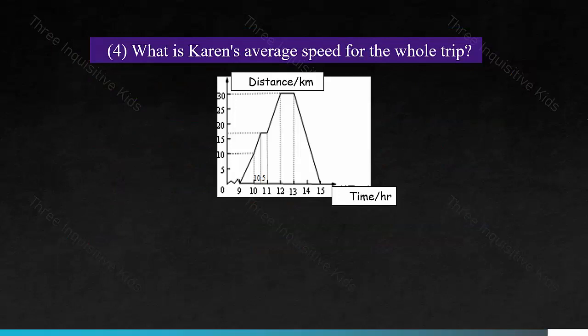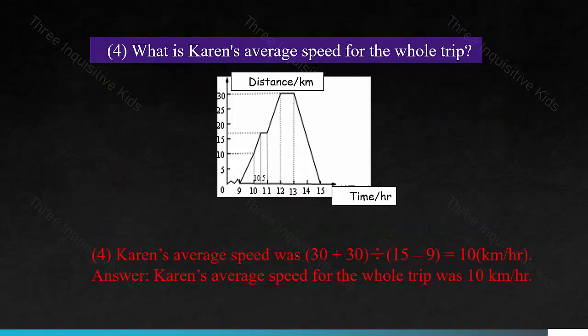What was Karen's average speed for the whole trip? Karen's average speed was (30 plus 30) divided by (15 minus 9) equals 10 km per hour. So first you have to add together the distances, which is 30 plus 30. In order to find the average, you have to divide the total sum by how many hours she was biking. So it would be 15, because that's the end of the trip, minus 9, the beginning of the trip. And you get 10 km per hour.